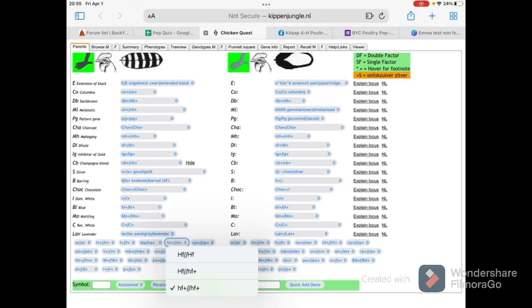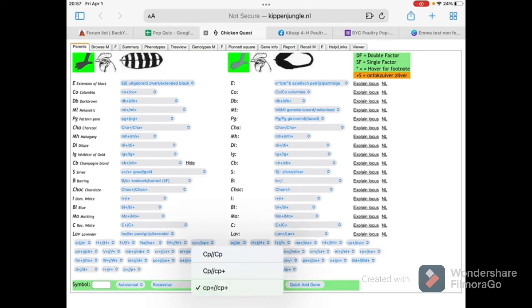HF is henny feathering, and if you know Sea Brights, some game fowl, good quality Sea Brights should have henny feathering. And that's basically where the males don't have male-specific feathering, such as the pointy male saddle feathers. They are feathered the same way as a female.